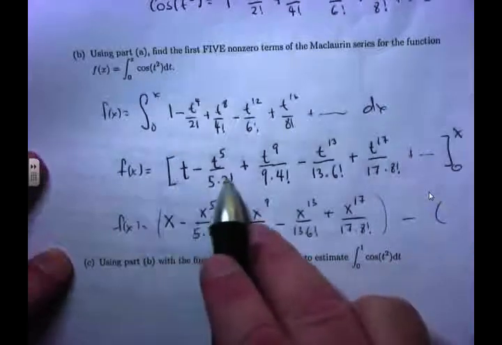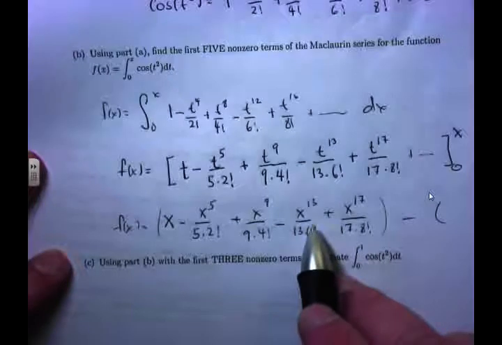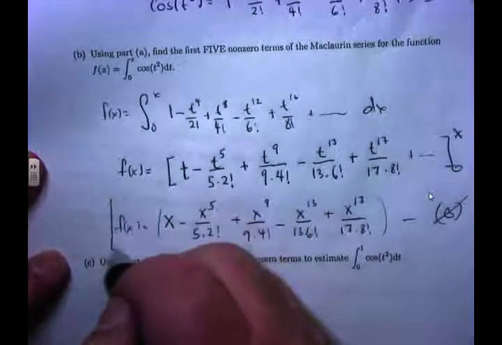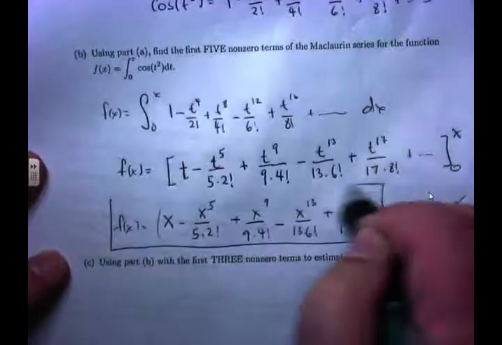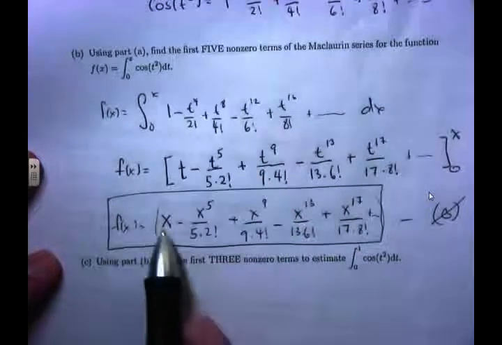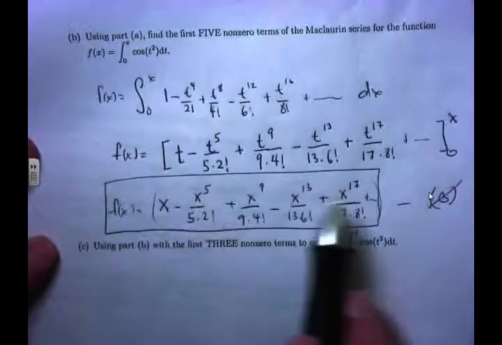minus, when you plug in 0 for all the t's, what are you going to get? What's 0 added and subtracted of? 0. So that goes away, and that is my answer. And you can always put that plus dot, dot, dot. But they wanted 5 terms, so make sure you give it to them. Otherwise, you'll lose a point.